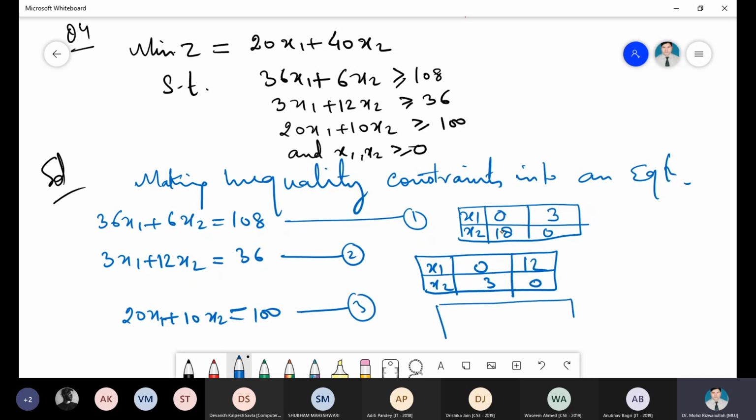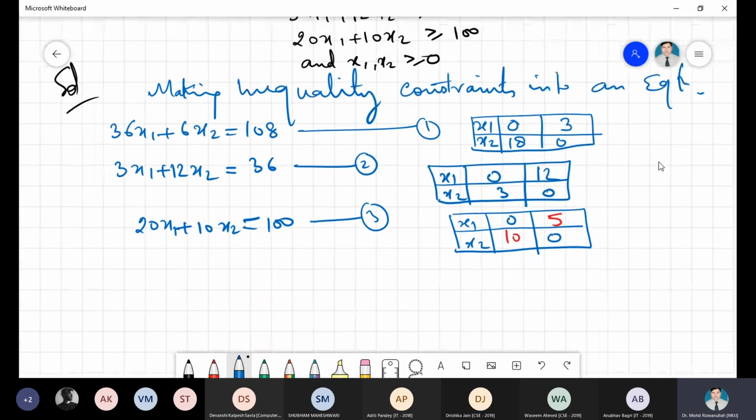We go for x1, x2. This is 0 and 0 again. You can make the value here. x1 0. This is 10. This is 0. This is 5. Fine. No issue. Now come to the graph of this equation.